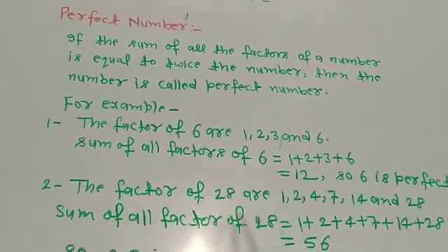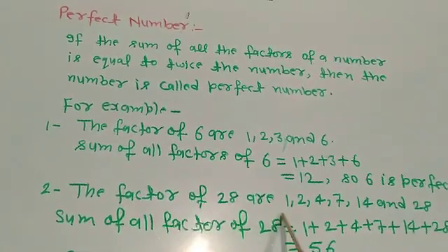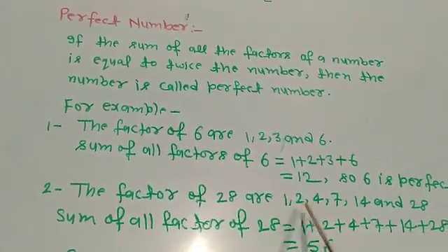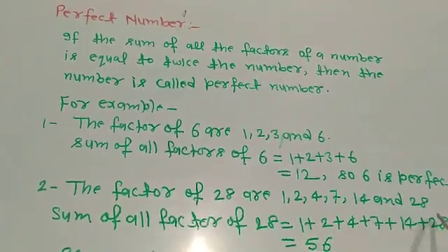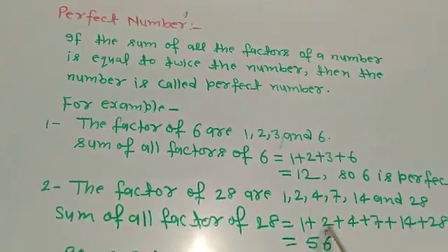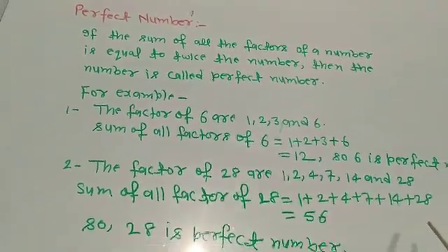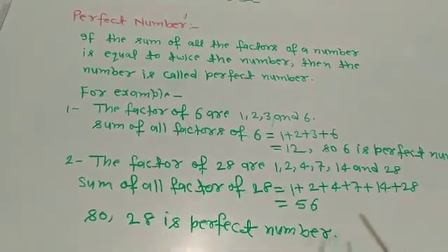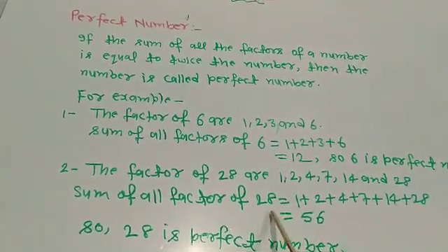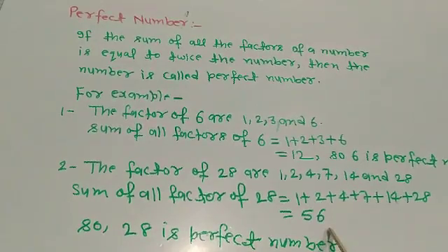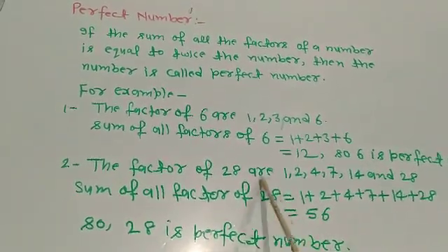And here 28. The factors of 28 are 1, 2, 4, 7, 14 and 28. The sum of all factors of 28 is 56. So you can see that 56 is twice 28. So 28 is a perfect number.